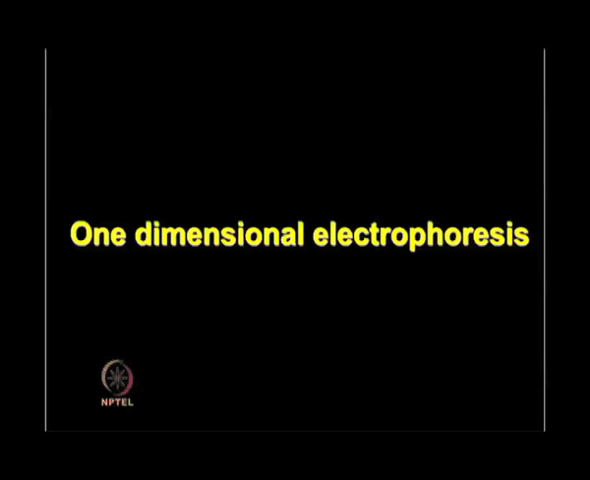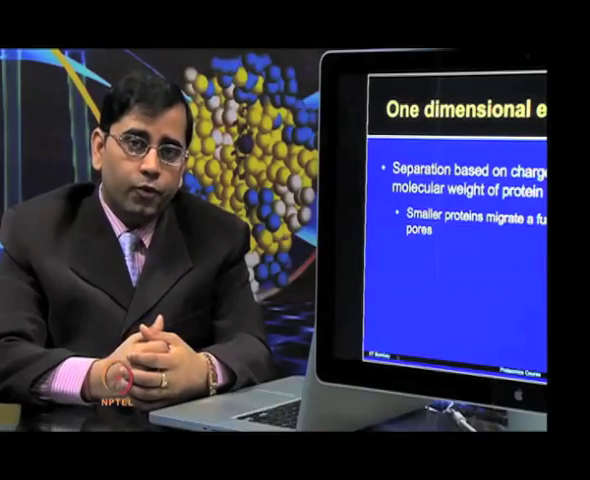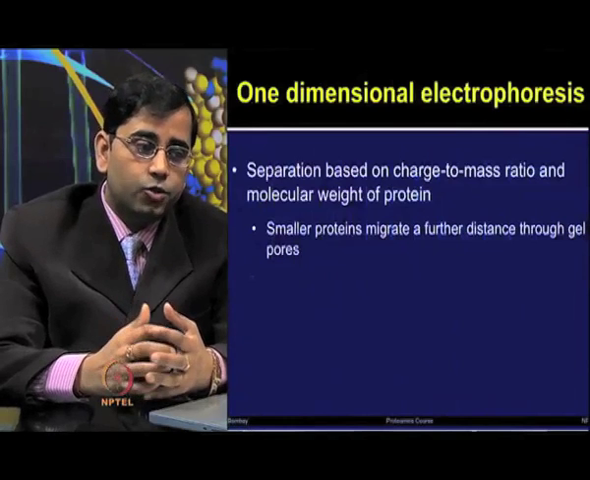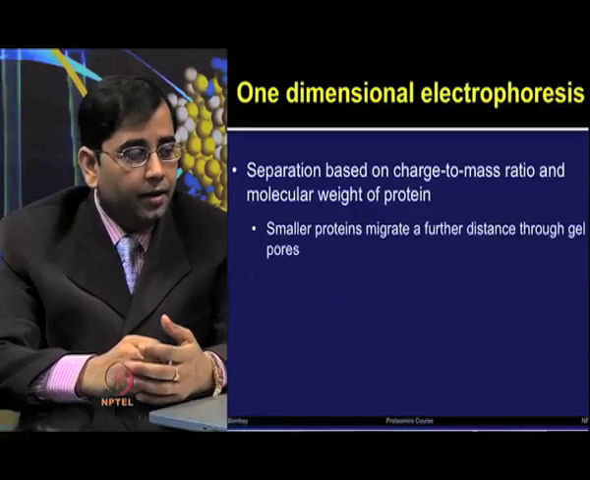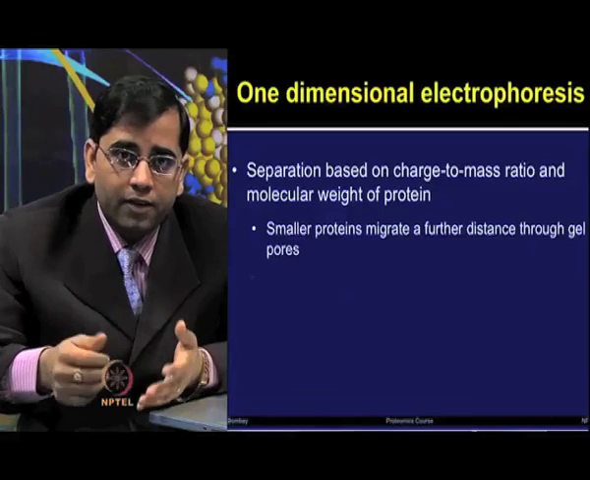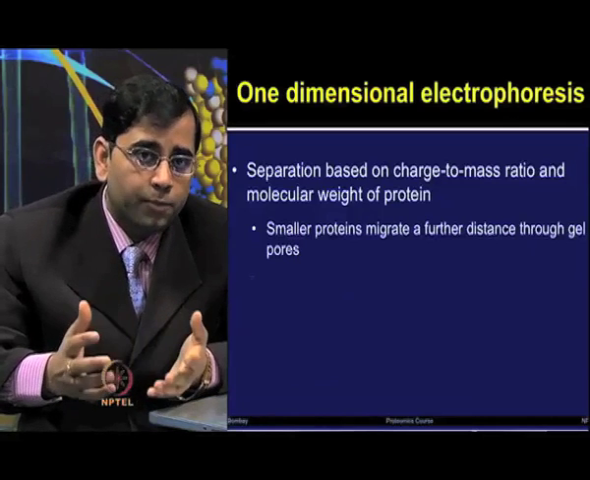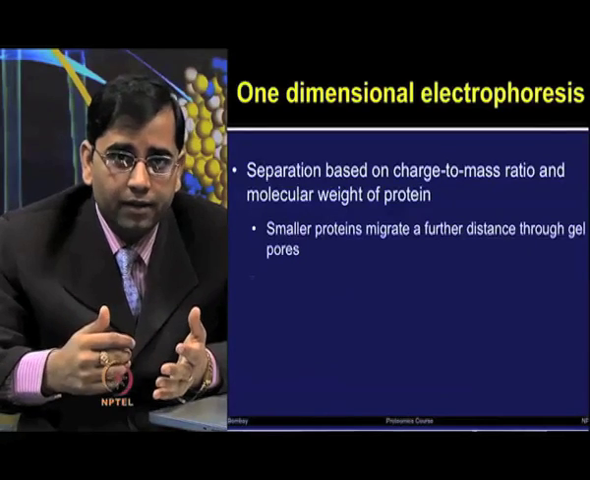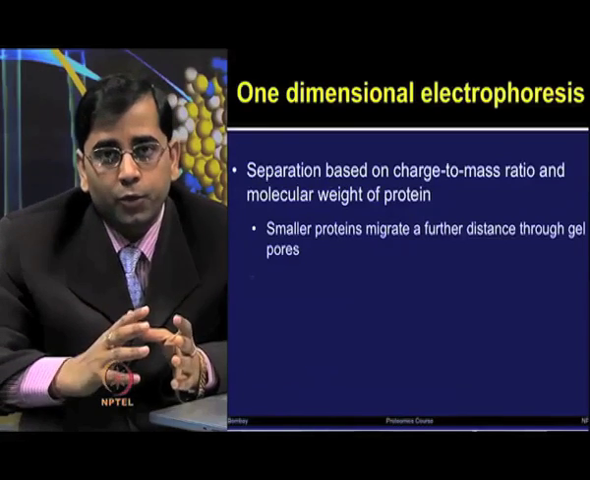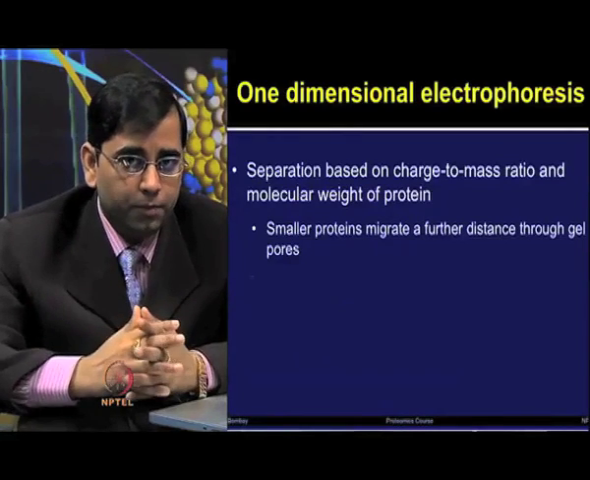So now we will describe one-dimensional electrophoresis, some of the concepts involved in that. In one-dimensional electrophoresis, the separation is based on the charge to mass ratio and the molecular weight of the protein. Therefore, on a given gel, the smaller proteins in the electric field will move furthest down, and the higher molecular weight proteins will remain on the top.